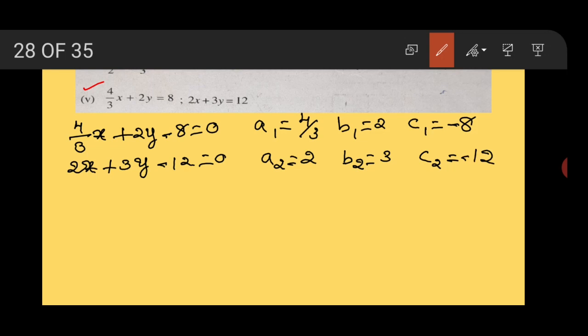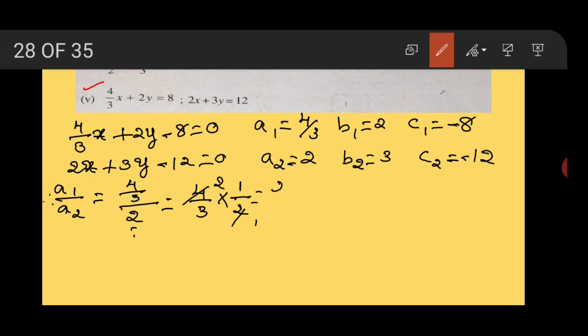So ratio a1 divided by a2 is equal to 4 by 3 divided by 2. Simplify: write the numerator 4 by 3 first, into the denominator's reciprocal. 2 can be written in this form, 2 divided by 1, so the reciprocal becomes 1 by 2. Now 2 ones are 2, 2 twos are 4, and in the denominator 3 ones are 3, so 2 by 3 is the ratio.